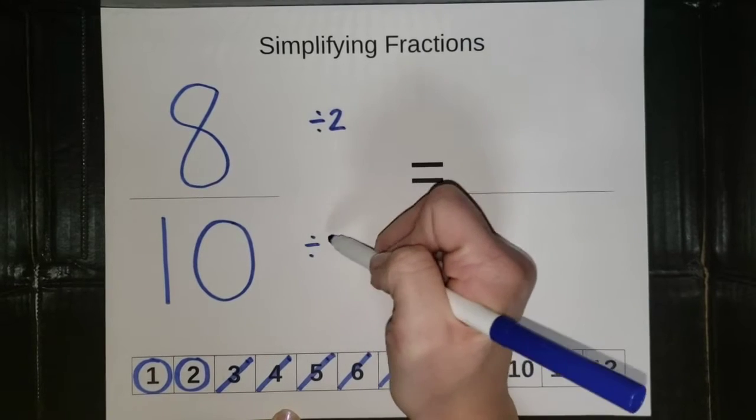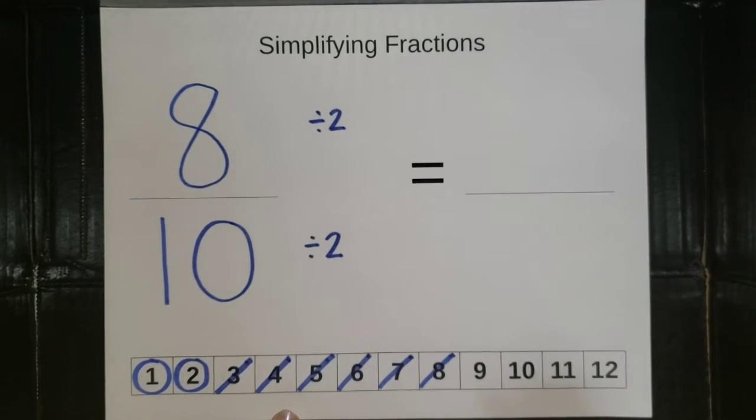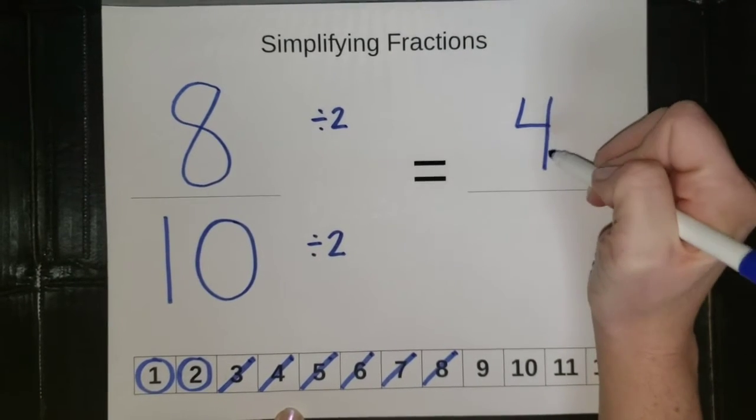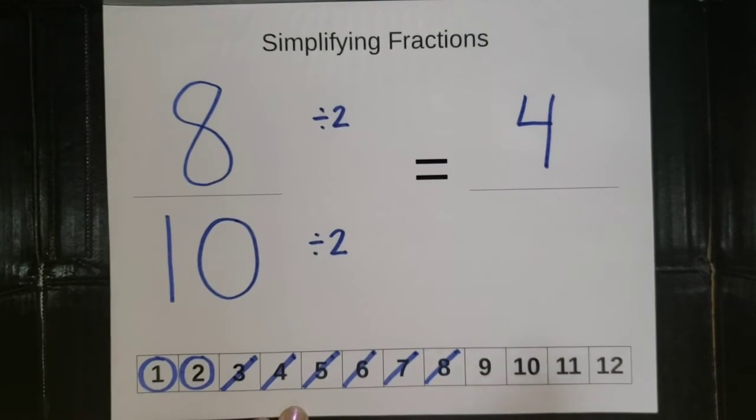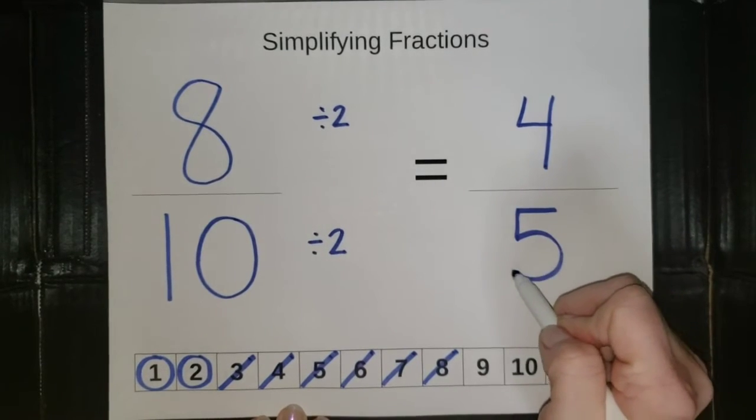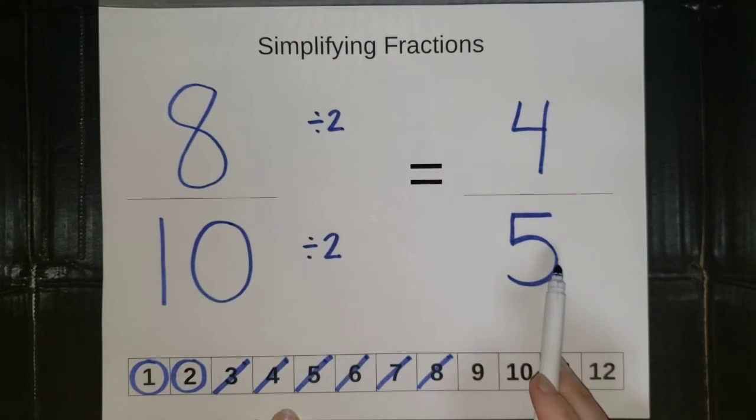To divide each by 2, 8 divided by 2 would give us 4. Correct. Because any number divided by 2, it's like dividing it in half. 10 divided by 2 is 5. So the simplest form of 8/10 is 4/5.